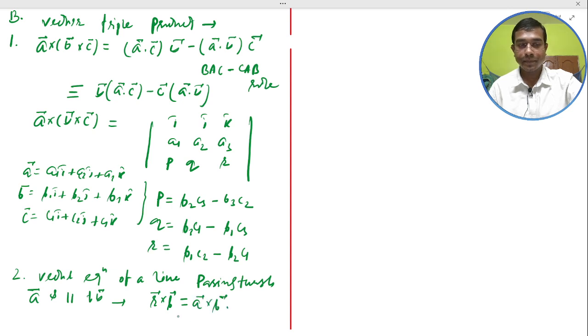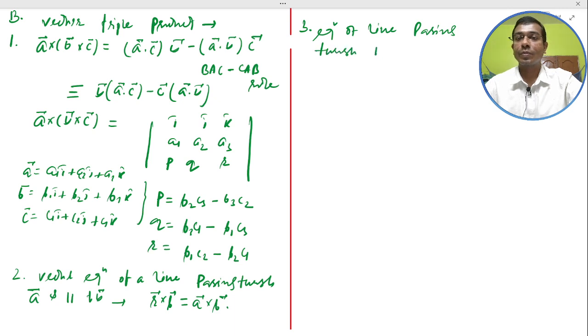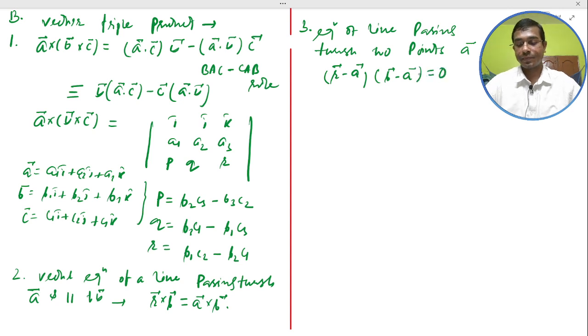Very important concept. Number 3. Equation of line passing through two points A and B, basically the two vector points A and B. This will be R minus A cross B minus A, that is equal to 0.